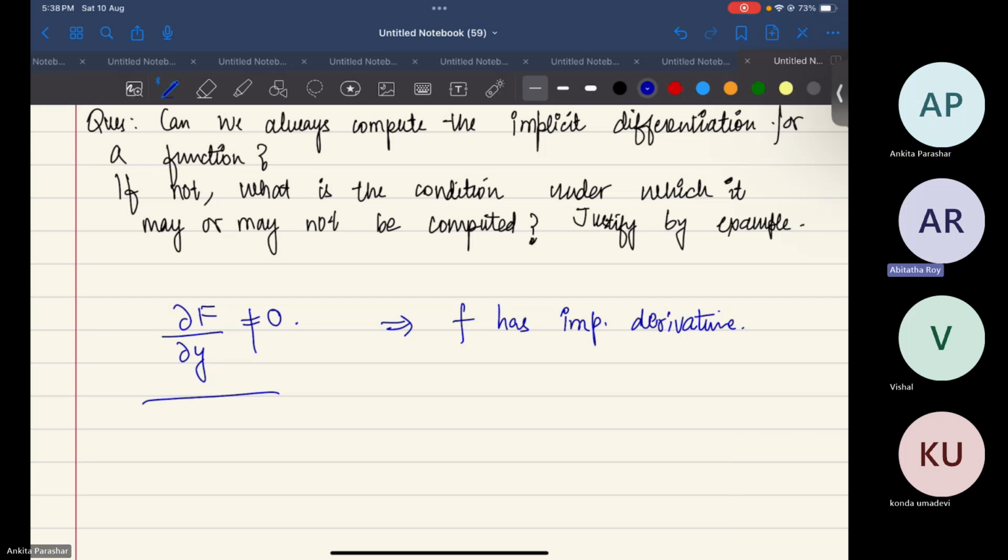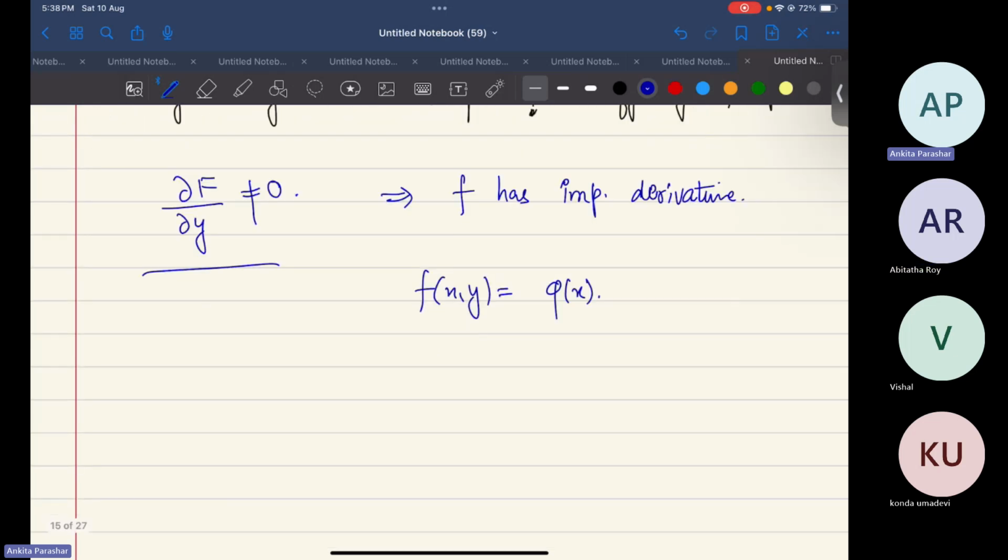Like if an expression f does not have y in the first place, then del f by del y would be 0. Sorry, you want to say the function has only x component, or it's a function of x only? Okay, so how to see that?